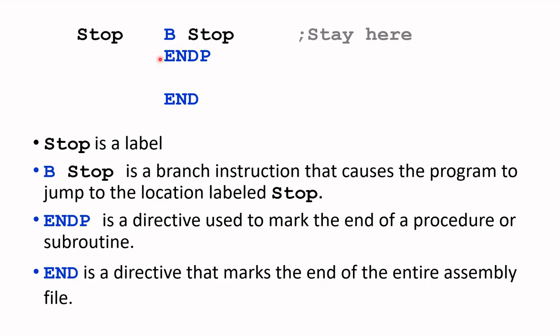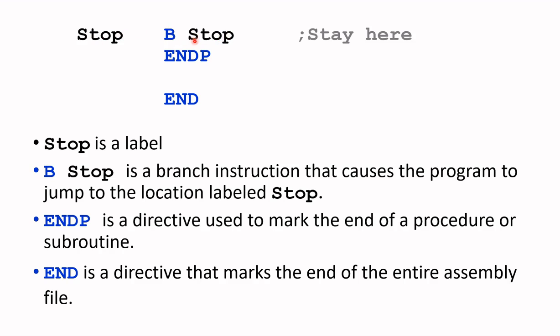So the next 3 lines of code, the first one here, this is stop. This is a label. Now it doesn't have to be stop. It could be any other name, but I've used stop here. B is an Arm Cortex M4 instruction. Basically, that stands for branch. And this instruction here, B stop, basically says branch to stop, which is this part.